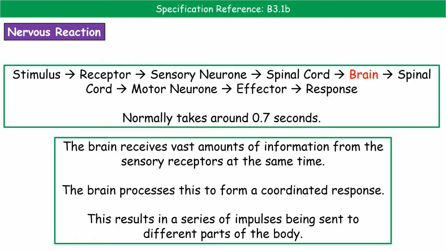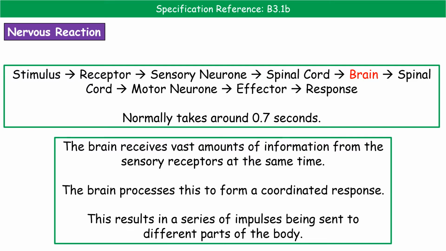The first response we're going to look at is a voluntary response. This is where we consider what we are doing before we bring about our response to something. You can see we've got a little flowchart at the top that shows the steps involved. We start with a stimulus, a change in the environment. That is detected by the receptor cells. Those receptor cells then send an electrical impulse along the sensory neuron to the spinal cord.